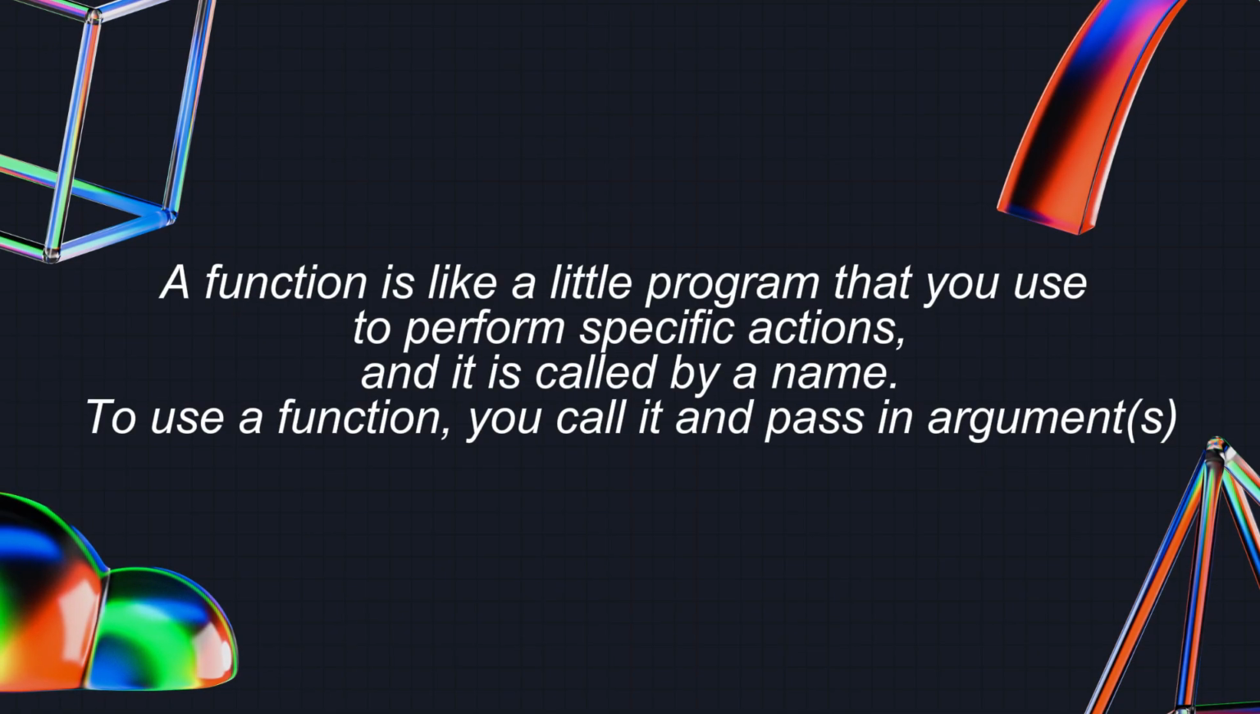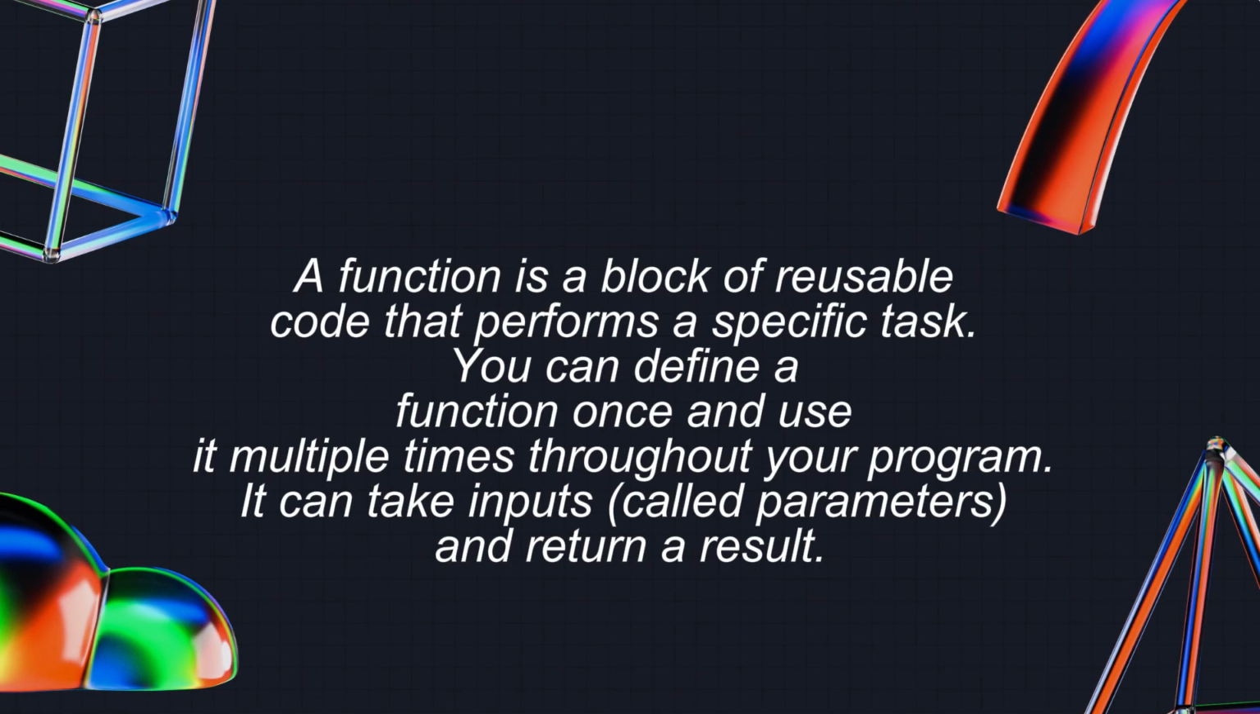So first of all, what is a function? A function is like a little program that you use to perform a specific action and is called by name. To use a function, you call it and pass in arguments. So that is one definition. Now let me break it down to the simplest definition. A function is a block of reusable code that performs a specific task. You can define a function once and use it multiple times throughout your program. It can take inputs, which are called parameters, and return a result.